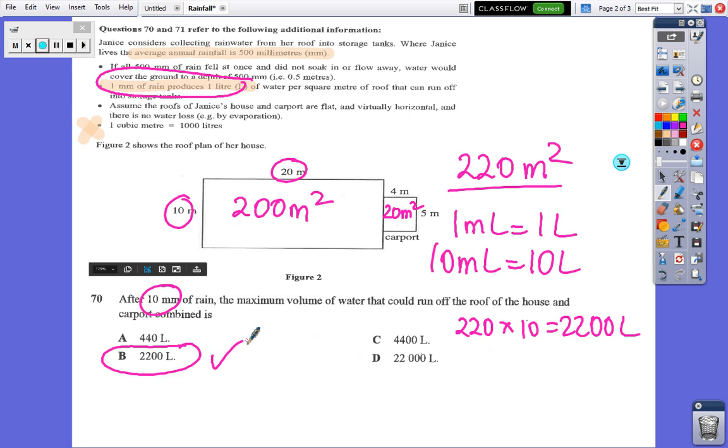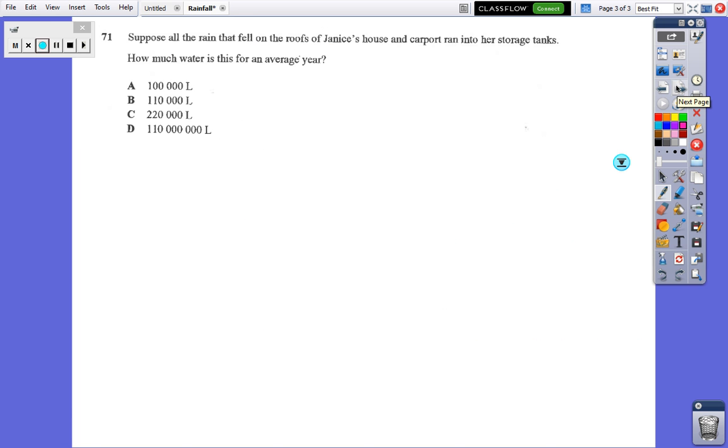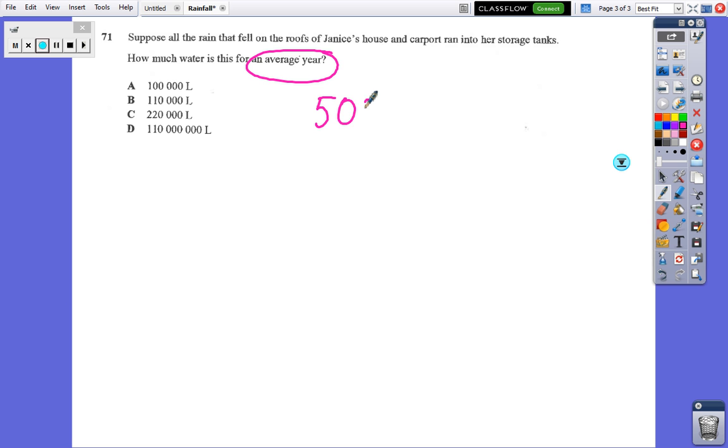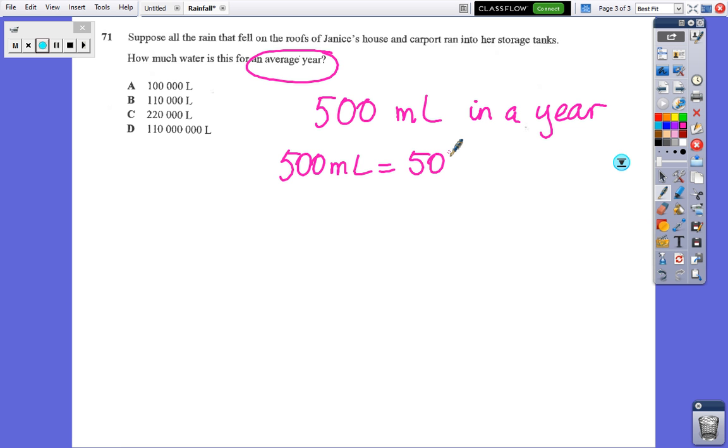Let's move on to the next question. Okay, so now we've got information about the average year, so you need to bounce back to the previous one and have a look at how much rain falls in a year and have a go. So we're back. If you haven't had a go, please stop and have a look at information. But in the previous information, there's 500 mils in a year. Okay, so we don't have to worry about how many days in a year. There's 500 mils in a year. So 500 mils will equal 500 litres, and that's for each metre squared.